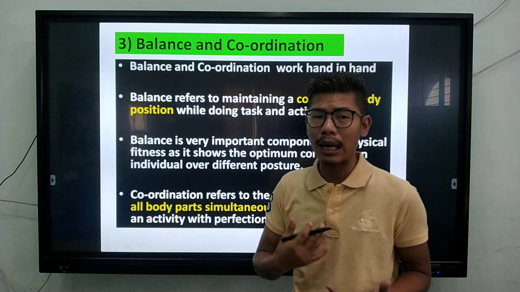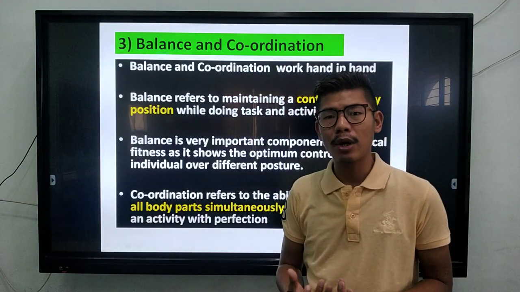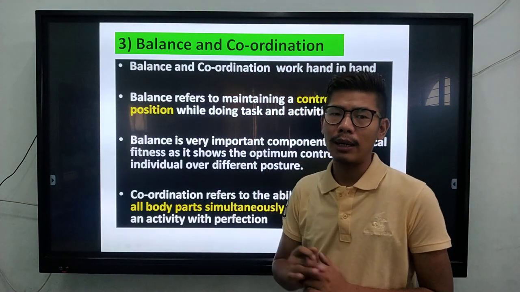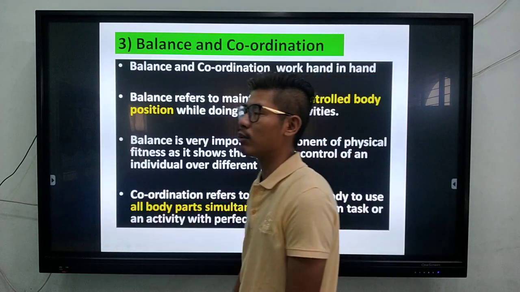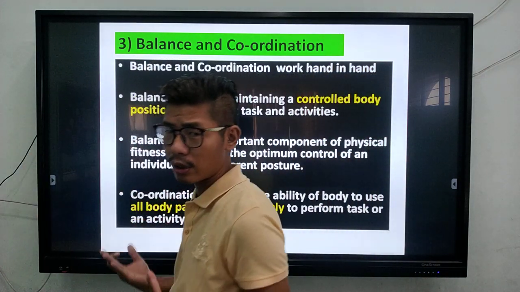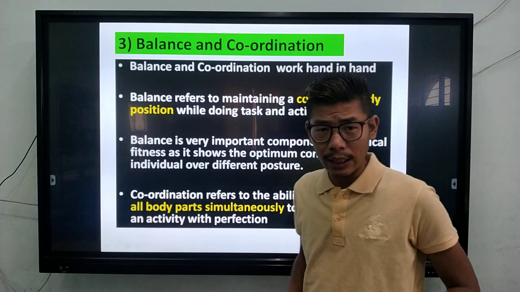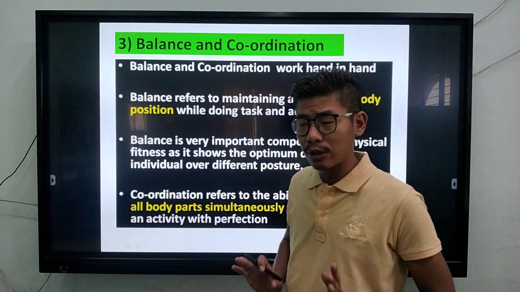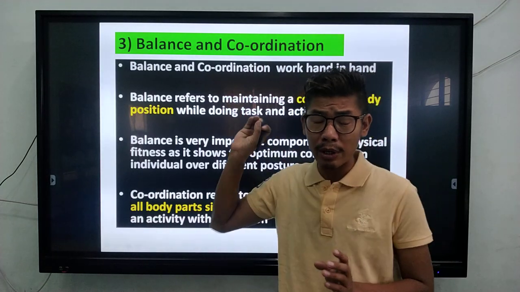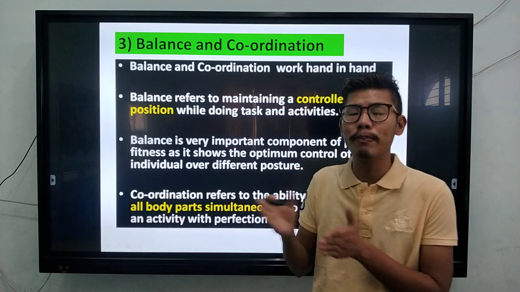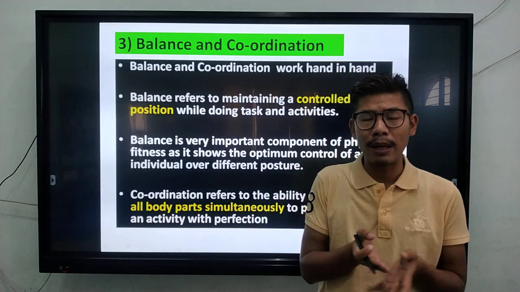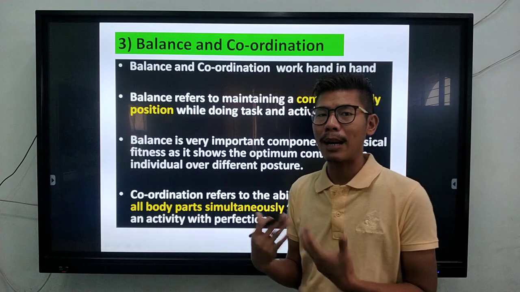Balance and coordination. What is balance? Balance is about maintaining your body posture. That's called balance. When you're walking like this, it is all about balancing your body. You're balancing your body with your legs. So whenever you balance, what happens? You have a good body posture. If you have a good body posture, it means you have a good balance of your body. But if you don't have a good body posture, it means you don't have balance of your body.